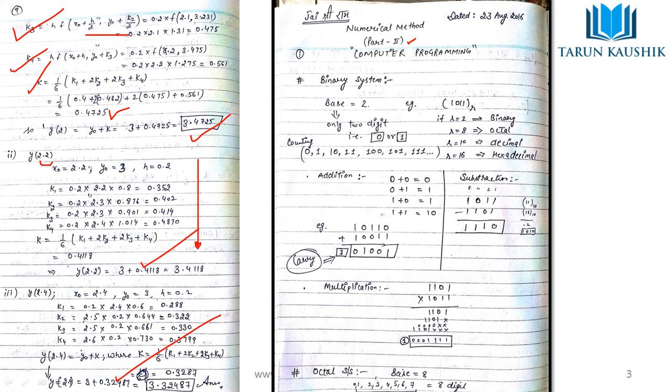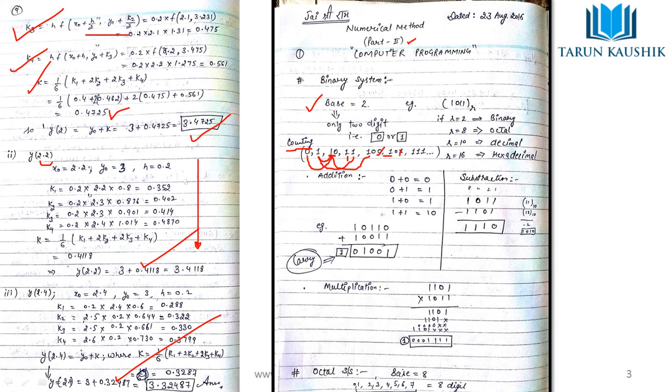In computer programming, the computer knows only one language, that is binary. Binary means base 2, which means it has only 2 digits, 0 or 1. So the counting in binary will be 0, 1, then 1 0, 1 1, then 1 0 0, 1 0 1, 1 1 0, 1 1 1, and so on. So this will be the counting procedure of the binary system.